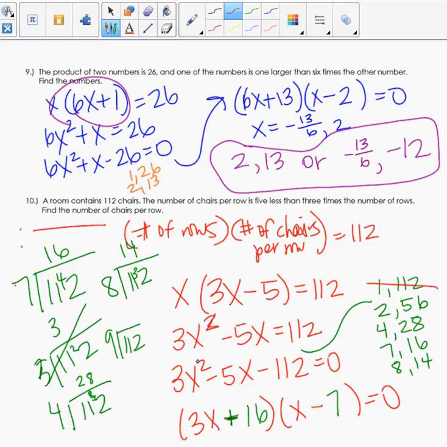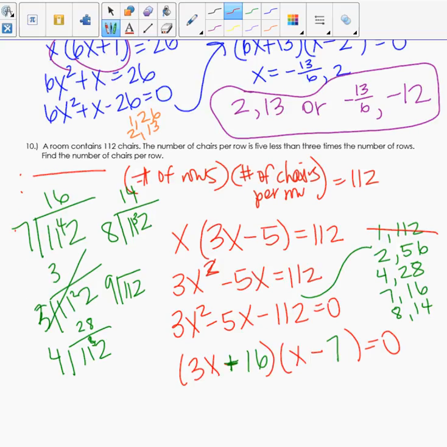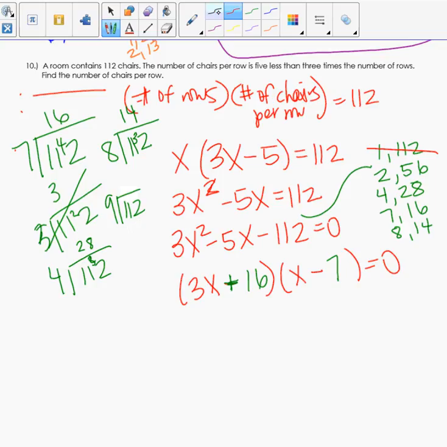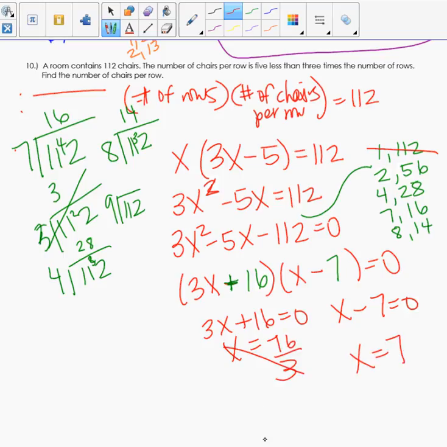So 3x times x is 3x squared. Negative 21 plus 16 is negative 5. 16 times negative 7 is negative 112. So if you set those equal to 0, 3x plus 16 is 0, and x minus 7 is 0. So this is going to get me negative 16 thirds. We're trying to find the number of rows. That doesn't make sense. This gets me 7. So 7 is the answer because, oh, just kidding. 7's not the answer. It's going to get me there.